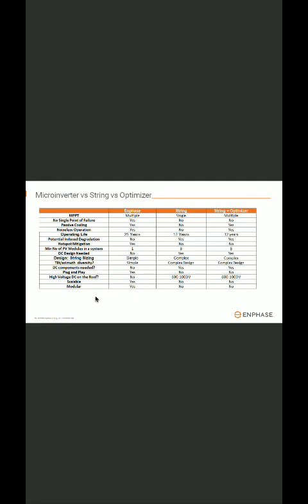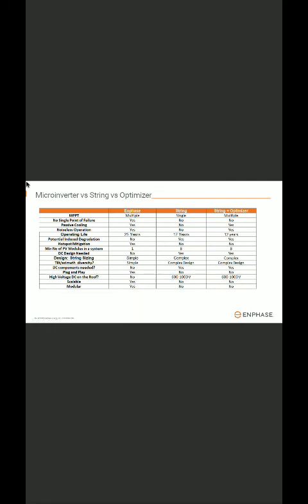This is a quick comparison of what you need when you have an Enphase system for designing or implementation, and when you have a string or a string with optimizer. I won't hurry, I'll give a little brief on these things. It clearly states the benefit of Enphase, but I just want to explain this particular slide a little bit so that everybody can understand it.